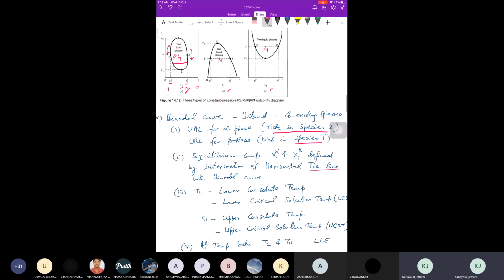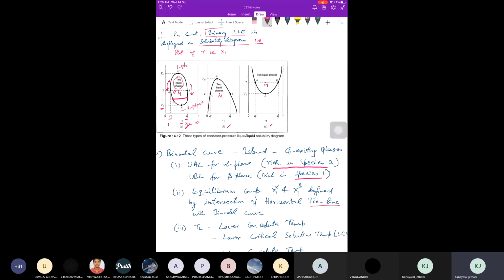And TL, the lower point, this temperature, is the lower consolute temperature or lower critical solution temperature. In this region there are two phases. Here it is one phase, here also it is one phase. So here it is homogeneous. Outside this island, it is all homogeneous.